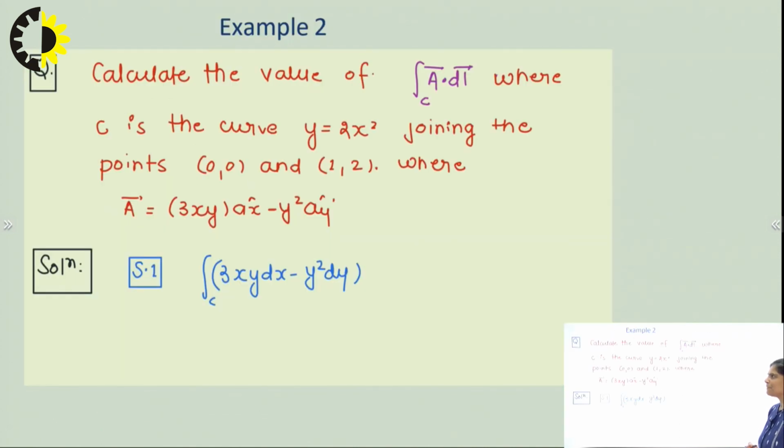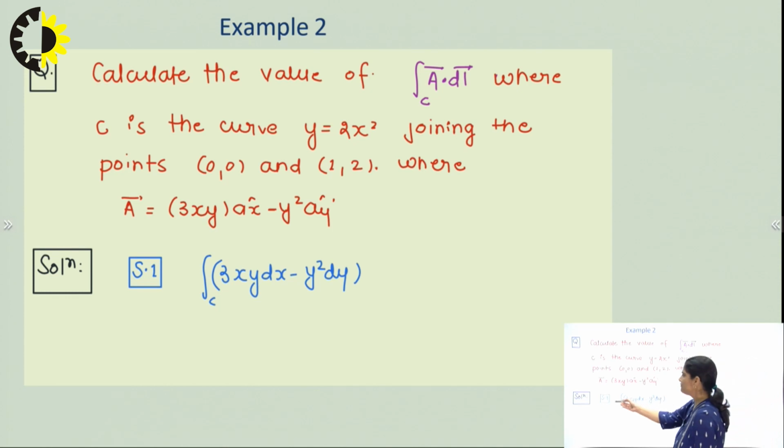Let us take an example. Calculate the value of the integral of A dot dl, where C is the curve y equals 2x square, joining the points 0, 0 and 1, 2, where your field A is equal to 3xy unit vector x minus y square unit vector y. So this is your A.